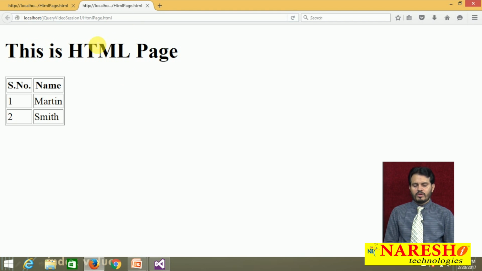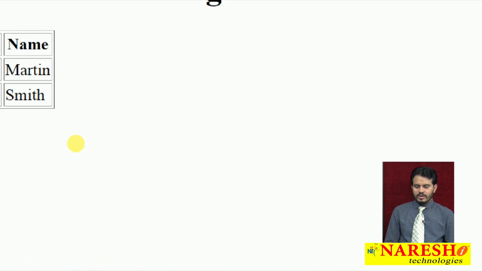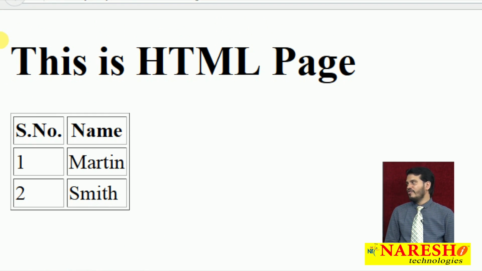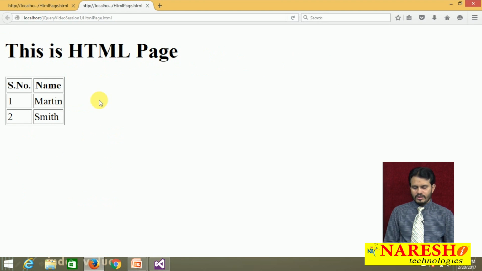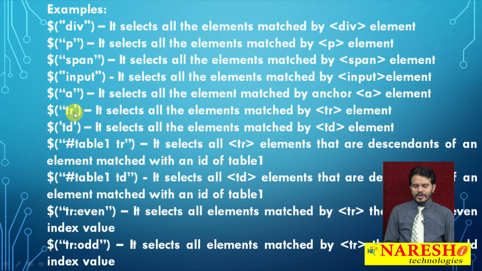right. Now in the browser the HTML document is loaded, you can see that there are some names appearing in the what form? Tabular format. Now you want to perform some kind of operation in this table only to those tags which are available with the what? TR. So what you do here? Select all elements matched by what is it? TR. Here also available, select all elements matched by what is it? TD.